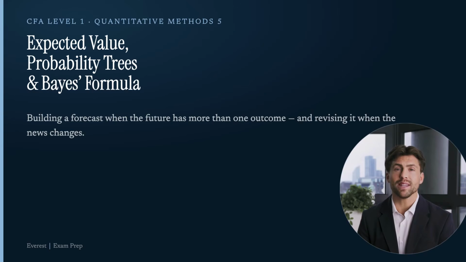This video is about expected value, probability trees, and Bayes' formula. Together, they are how you build a forecast when the future has more than one possible outcome, and how you revise that forecast when new information arrives.